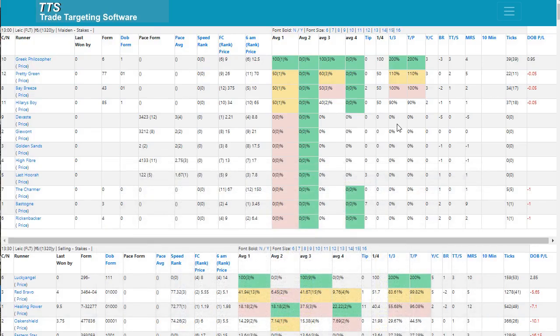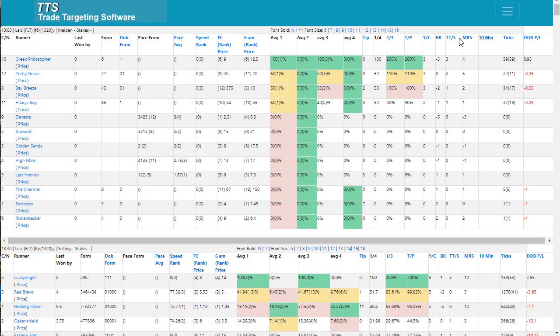So if we come across to the TTS, I've used the new version here. There is another version, the older version as well, but I use the new version so we can go through that. But basically what we do is we sort by one of the figures. It's probably better 1, 3 or TP, so how I have here. Now we're looking for runners that are all green across the top on their own, basically.